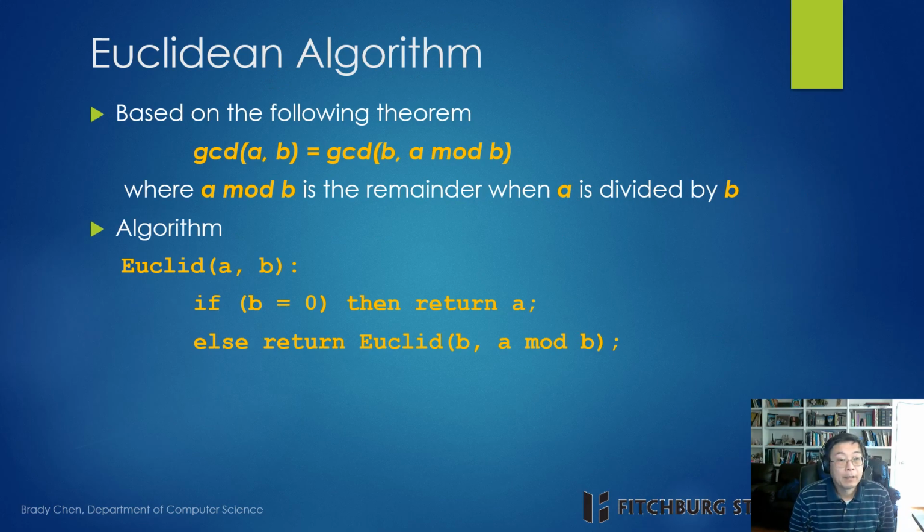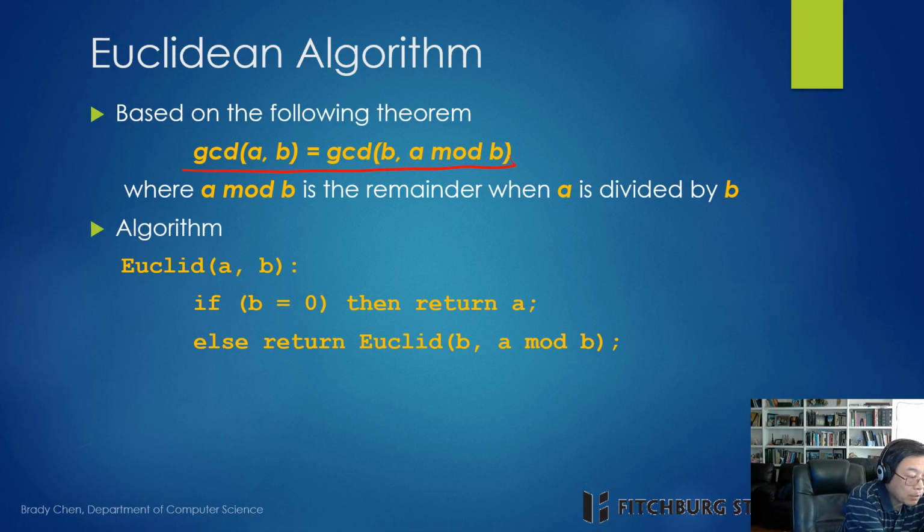Okay. Now let's state what the Euclidean algorithm is. The Euclidean algorithm is used to calculate the greatest common divisor of two numbers. Now the Euclidean algorithm is based on the following theorem. You are probably confused with the notation, so let me explain this.